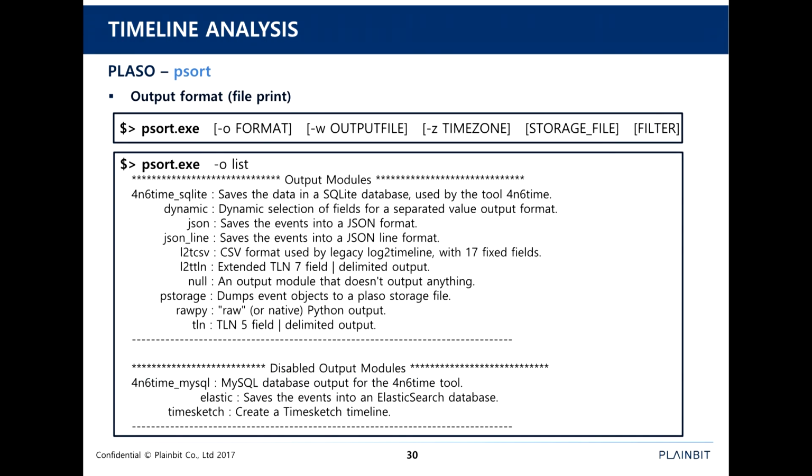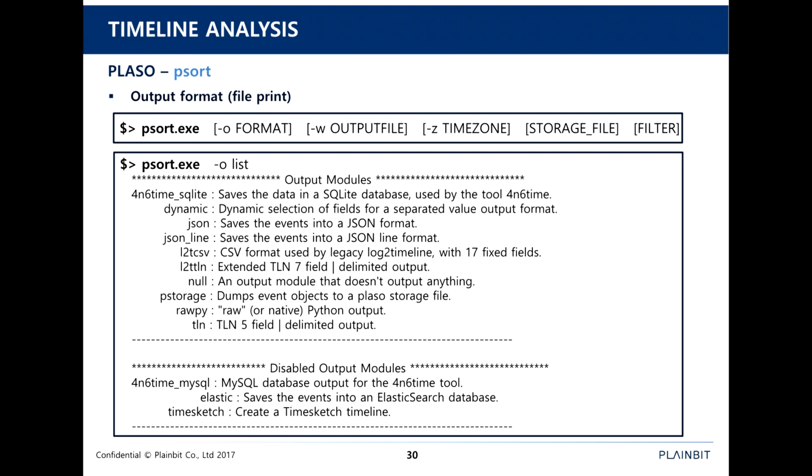The psort tool supports about 10 output formats. However, 3 output types can be used only by installing a separate module. The most common output formats are SQLite and CSV. There is a lot of timeline data, so formats that can handle a lot of data more easily than other formats are used. As development continues, it is expected that Elastic and TimeSketch formats will be used as well.